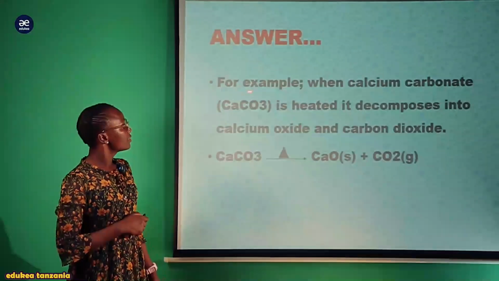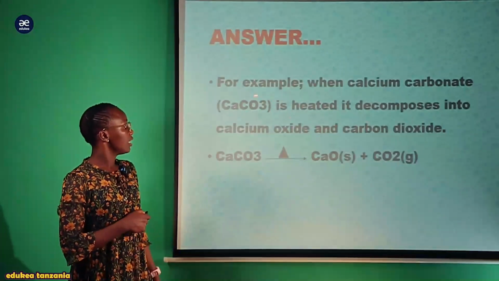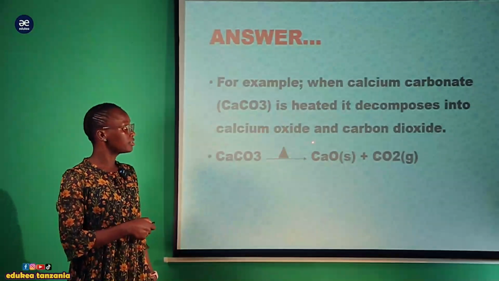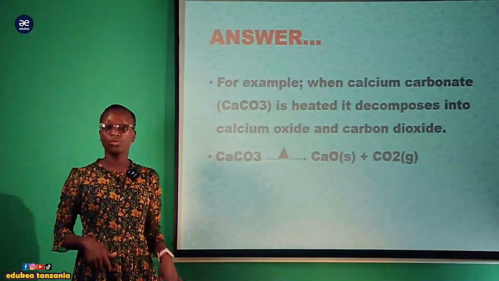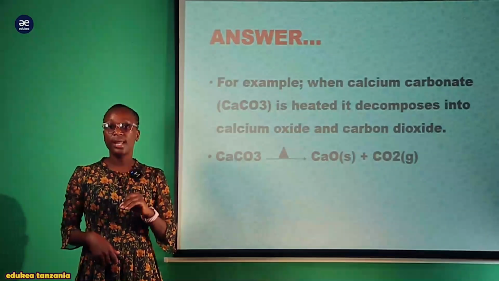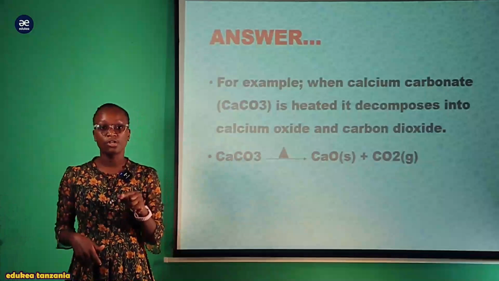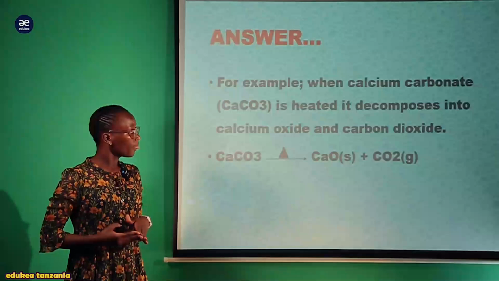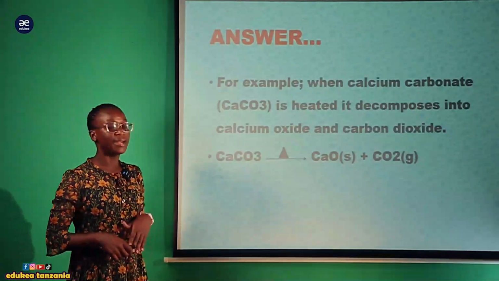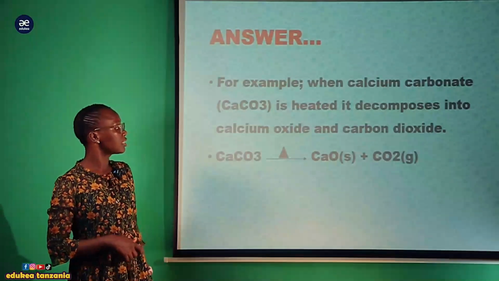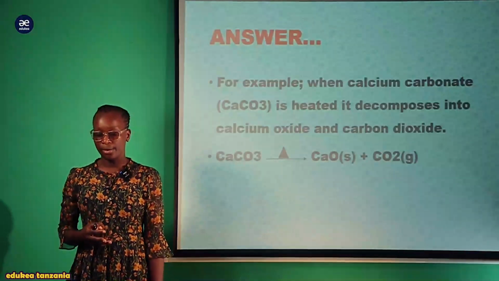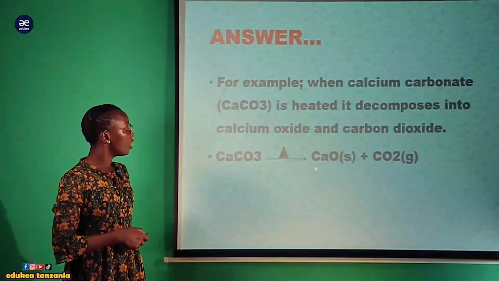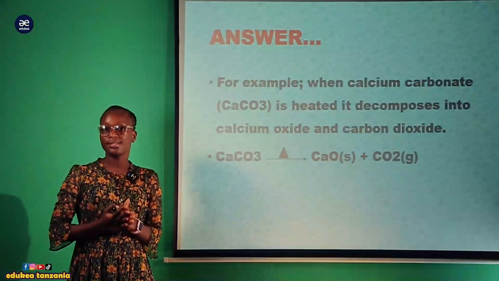Now for example, when calcium carbonate is heated, it decomposes into calcium oxide and carbon dioxide. Tuliona kwamba tunapata the oxide ambayo tunaipata kwenye product yetu lazima iwe ni metal oxide. Therefore hii calcium carbonate ikidecompose under heat, tunaenda kupata calcium oxide, vile vile tunaenda kupata gas ambayo ni carbon dioxide gas. Therefore this is the chemical equation. Swali letu lilitaka tuandike balanced chemical equation.